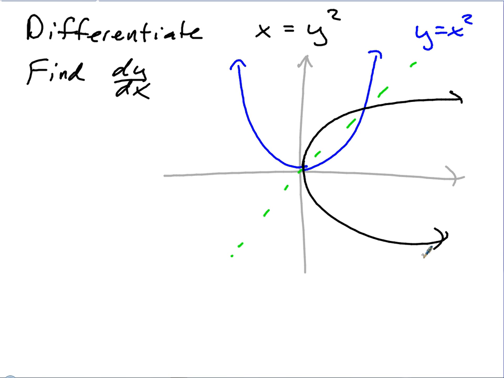Now, is that a function? The blue one is, but the black one's not, right? How come? Vertical line test. Good. So we're dealing with a non-function here. We'll come back to this graph, but we don't even need it at the moment. If I want to find dy dx, does anybody have any ideas how I might approach that?